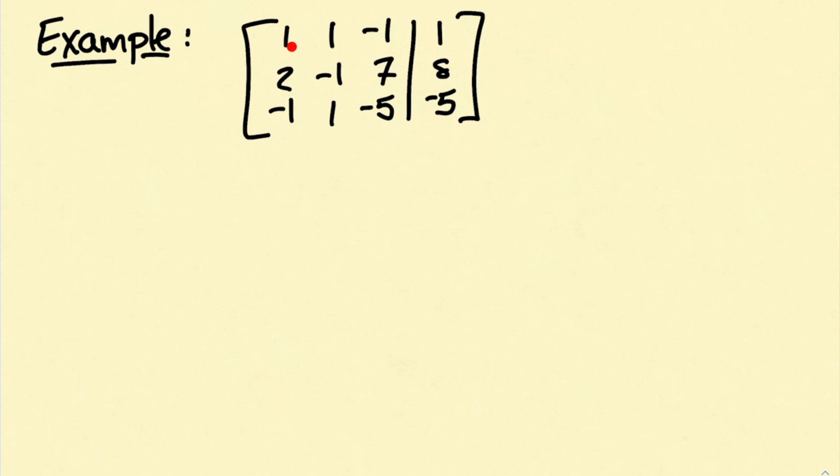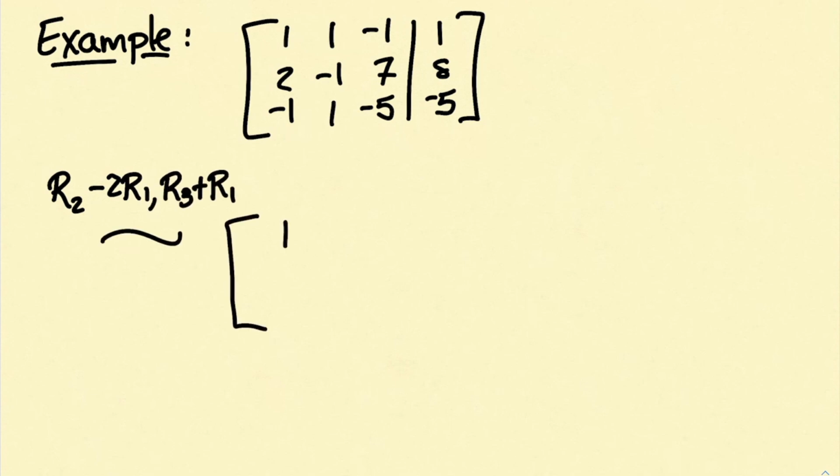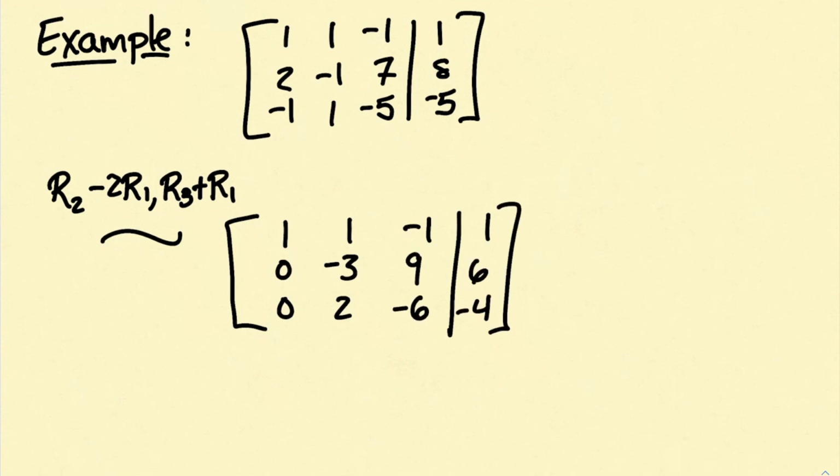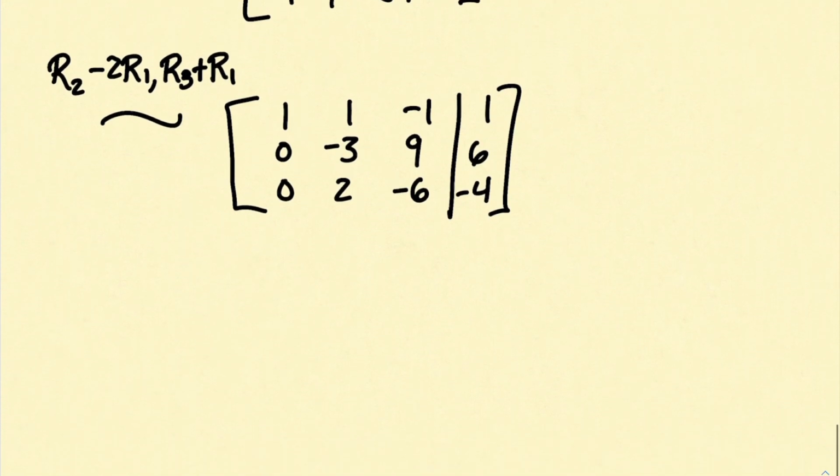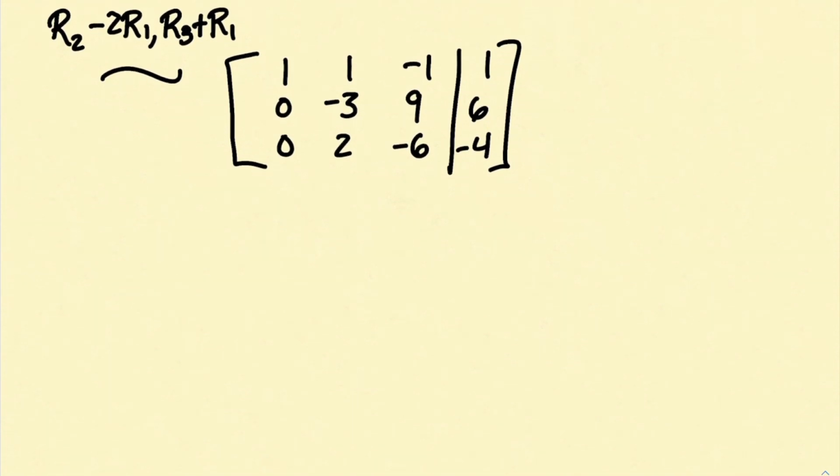The next step is to clear the entries below this 1. I can do that by first subtracting twice row 1 from row 2, then by adding row 1 to row 3. Now that I've cleared all the entries below my first leading entry, I move on to the next row.